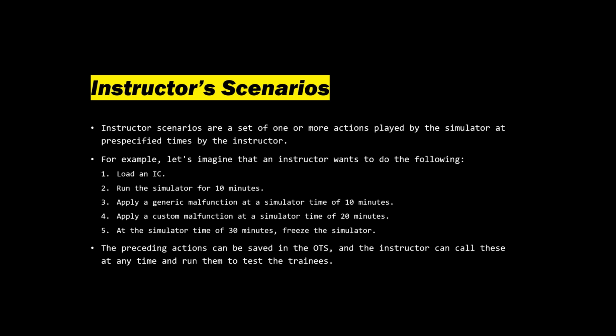So let's imagine the instructor wants to do the following: load an initial condition and then run the simulator for 10 minutes. Then communicate with the trainee at the simulator, and then apply a generic malfunction at the simulated time of 10 minutes, and see how the trainee will react or take action, and then make a checklist, and then apply a custom malfunction. What kind of response will the trainee give? And then at the time of 30 minutes, freeze the simulator. So this can be saved in the OTS, and the instructor can call this at any time and run it to test the trainees.